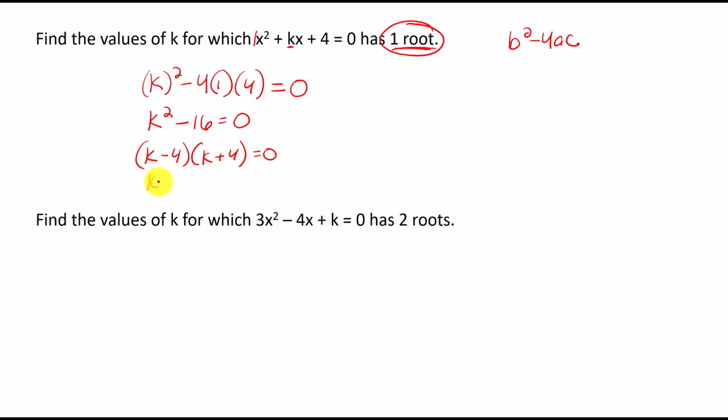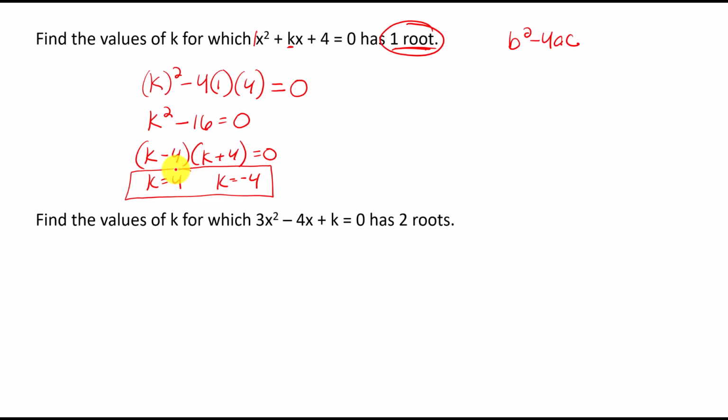So we get k equals 4 and k equals -4. And I got that by setting these equal to 0 and solving. So these are the two values of k that would make this have exactly one root. Okay, if I had any other value of k, it would either have 0 roots or 2 roots. These are the only values that make it have one root. So k can be 4 or -4.